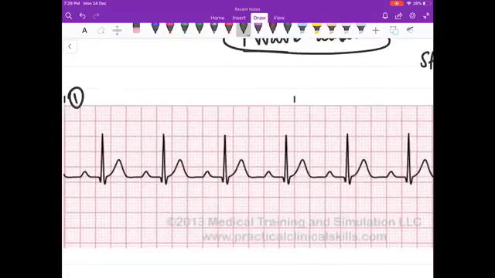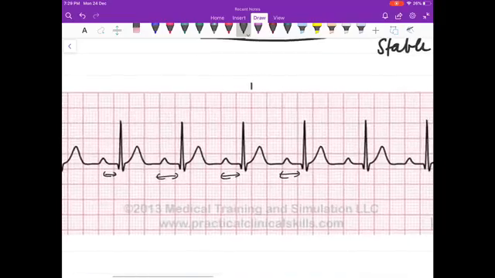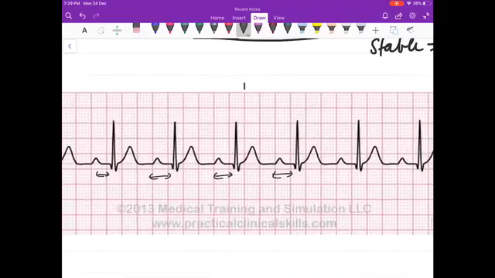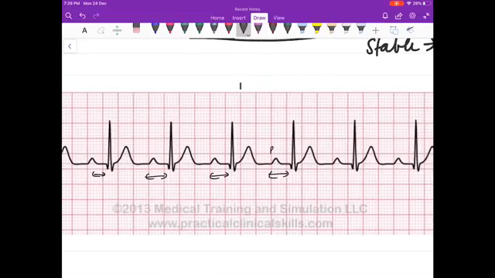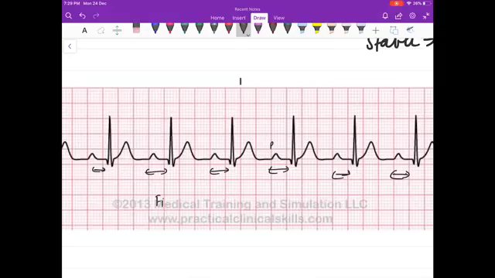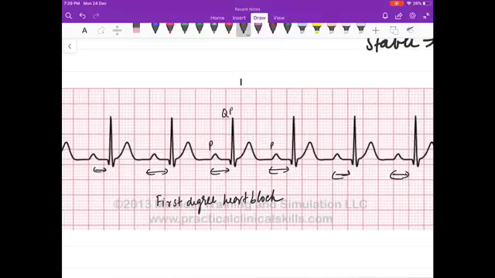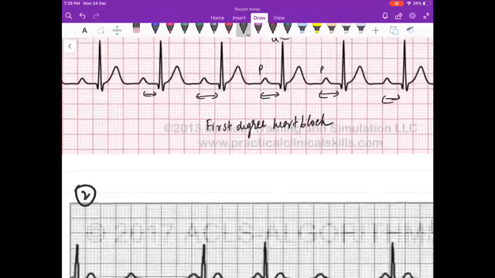Friends, in this ECG you will see that PR interval is prolonged. Normally it is between 3 to 5 boxes, but here it is more than 5 boxes. But every P is followed by a QRS complex. So it is first degree heart block. Okay, every P is followed by QRS, you can see.